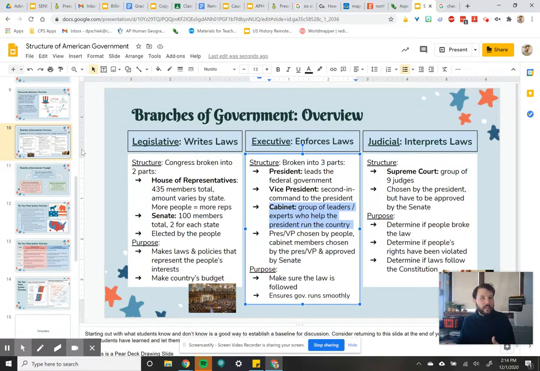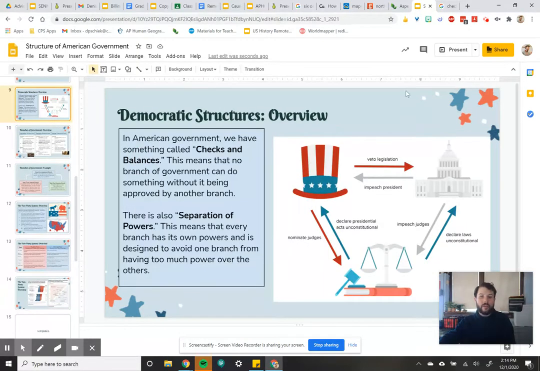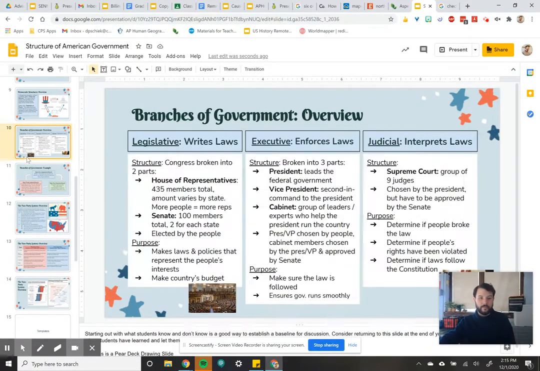So the cabinet is going to help them with that process. Now, how are they chosen? So the president and the vice president are chosen by the people. Obviously, you remember we had an election at the start of November. And then our cabinet members, those people are chosen by the president and the vice president, but then they're approved by the Senate over here, going back to our idea about checks and balances.